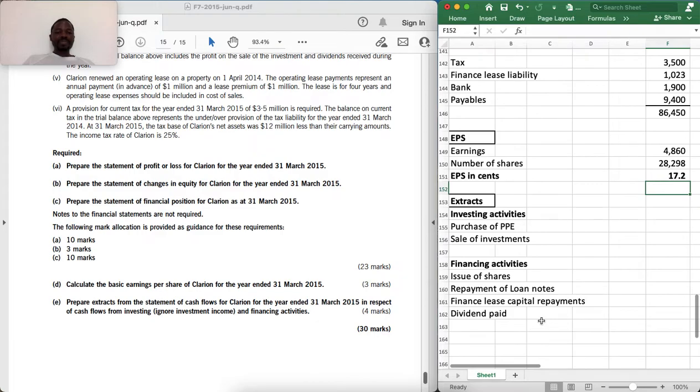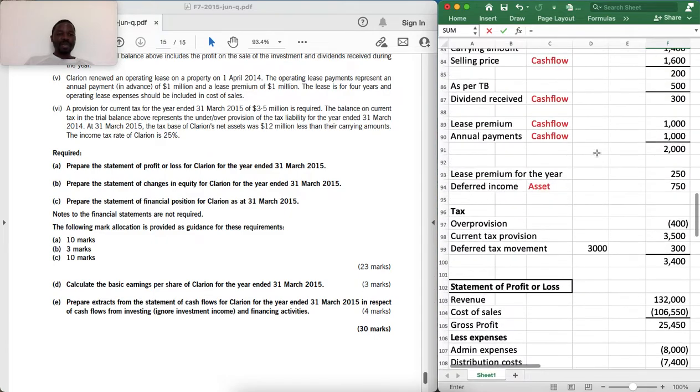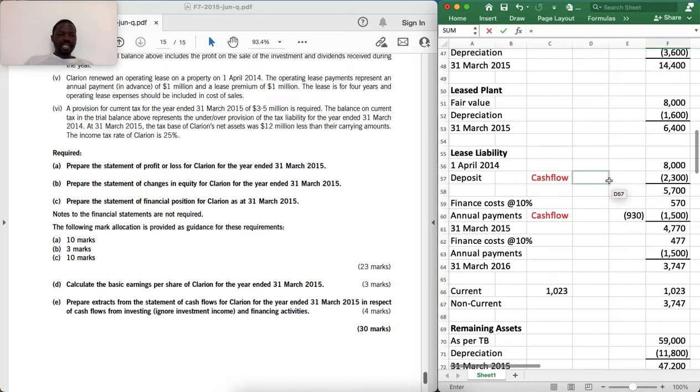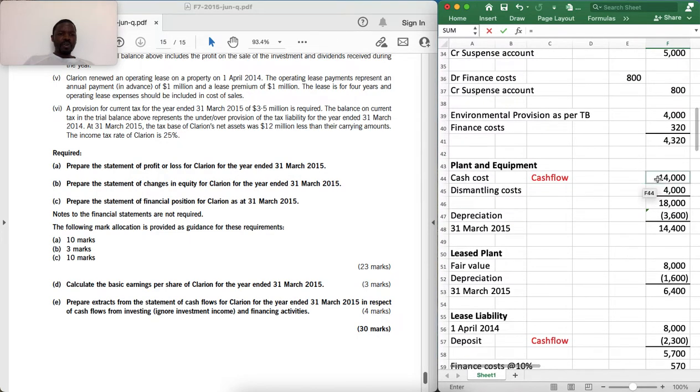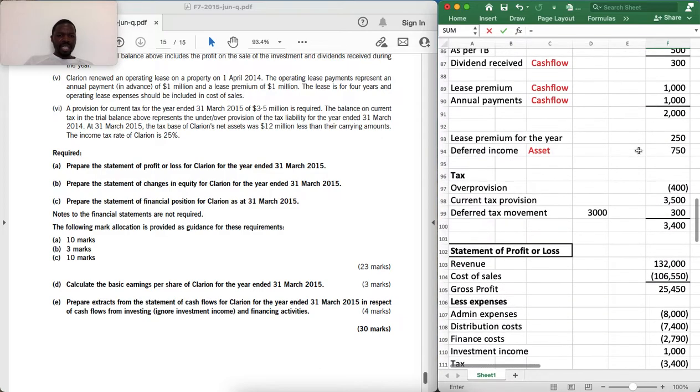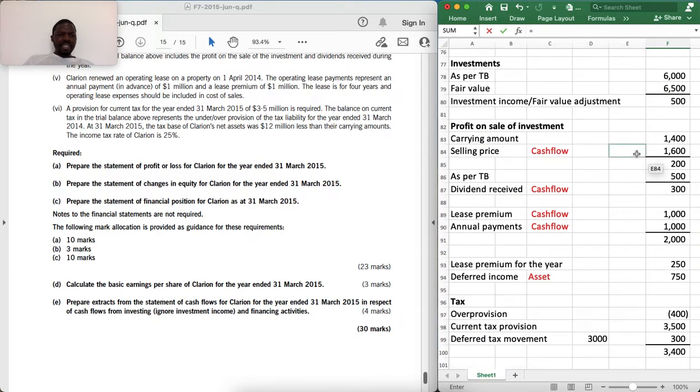Now, the extracts of cash flow for 4 marks. The purchase of PPE, how much PPE was purchased? Let's go and take the cash flow of 14 that was used to purchase the PPE. The sale of the investment. Let's go and take the sale of investment. The investment was sold for 1,600.